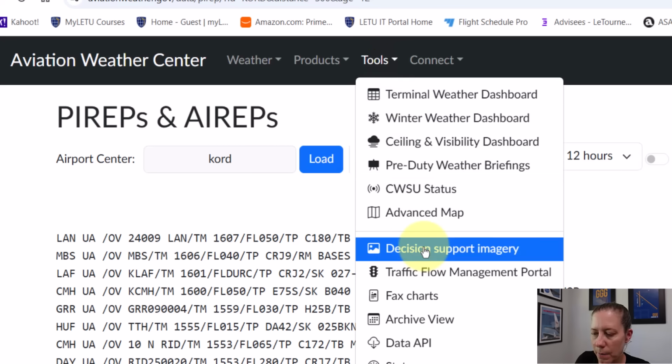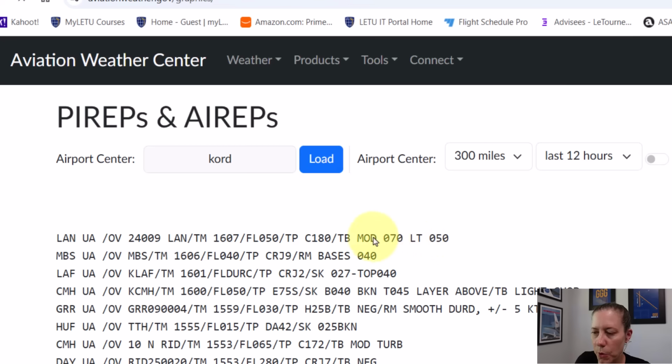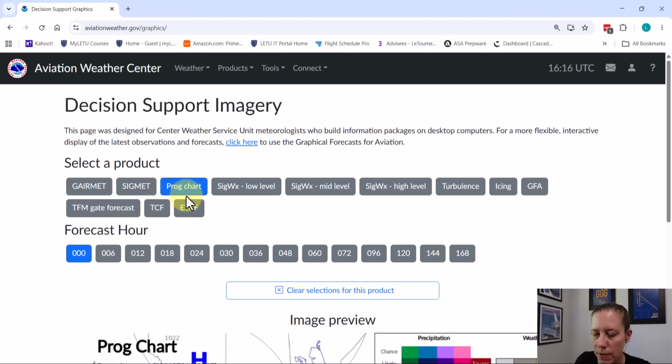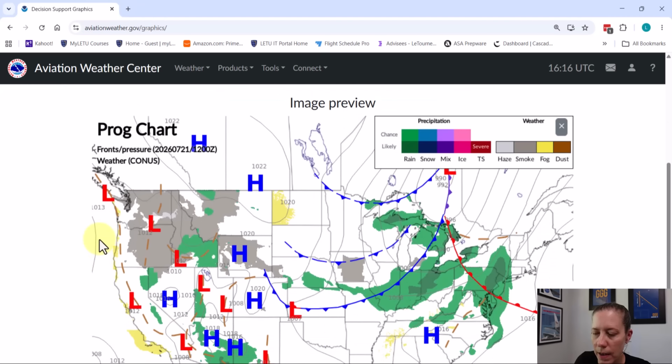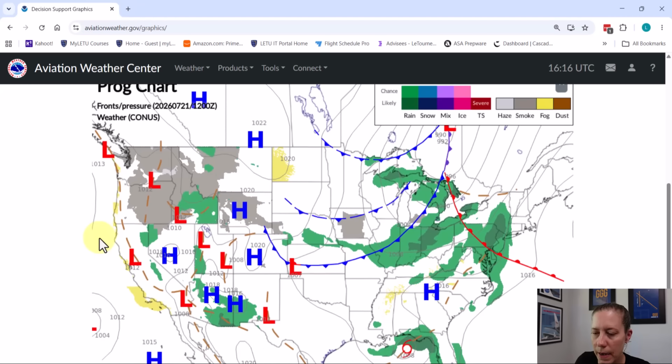So let's look at my decision support imagery, and we're going to take a look at the prog chart. So I'm going to click prog chart and then forecast hour of 0000, and this is going to give me essentially my surface analysis chart. And so let's ask some questions about that. Okay, so what is the surface analysis chart for, really?